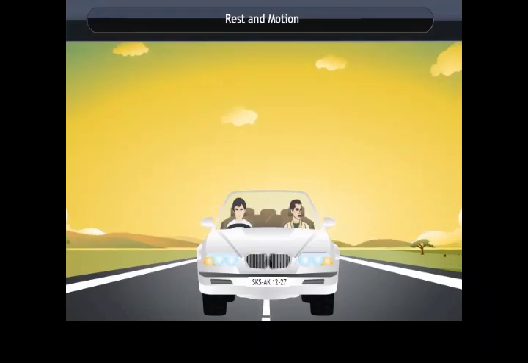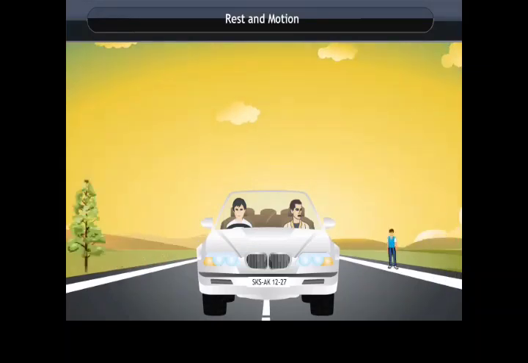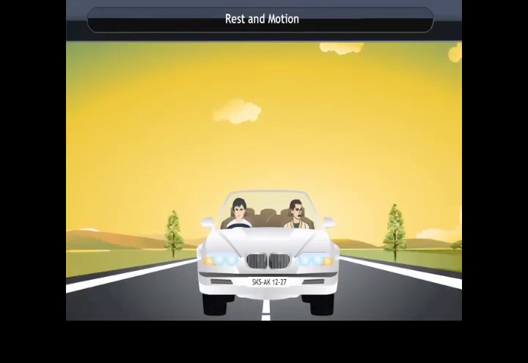Thus we can define motion and rest. Rest and motion are relative. This means that the same object may be at rest with respect to one reference point and in motion with respect to another at the same time.